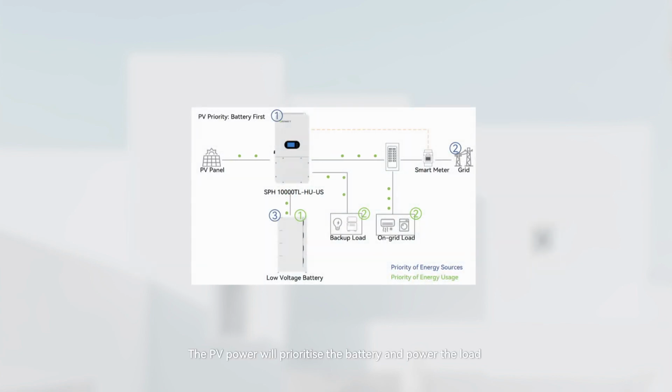Situation 5. Actual battery SOC less than TOU setting SOC value. The PV power will prioritize the battery and power the load with excess solar power, and the grid will make up the shortfall.